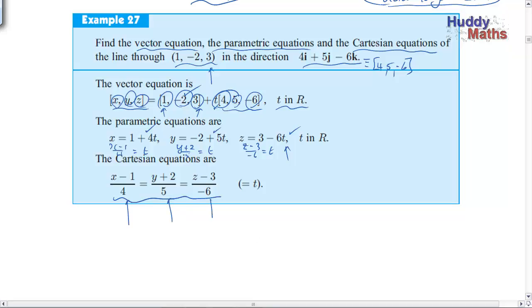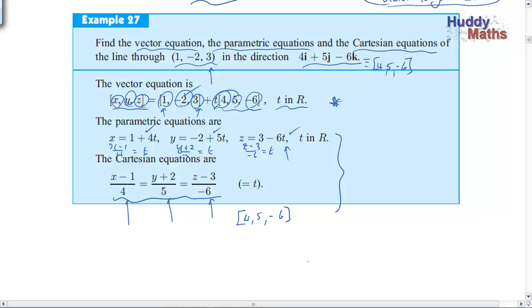These numbers down here are the components of the direction vector, aren't they? 4, 5 and -6, if we keep it in that simple form. So just watch the movement of the coefficients here and the constants in these relationships. And remember where it comes from.